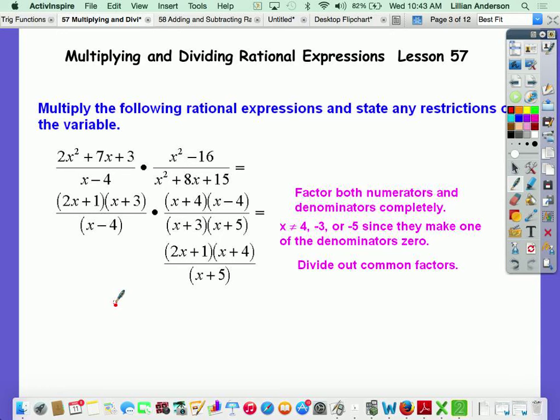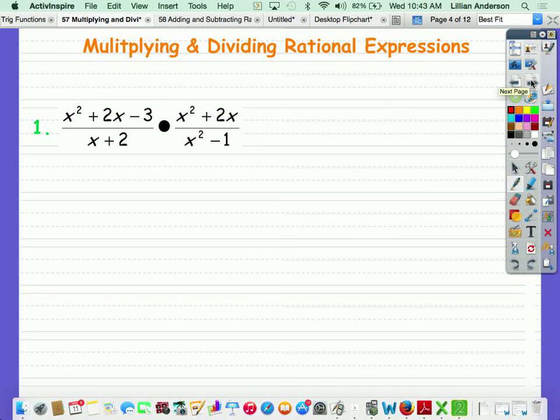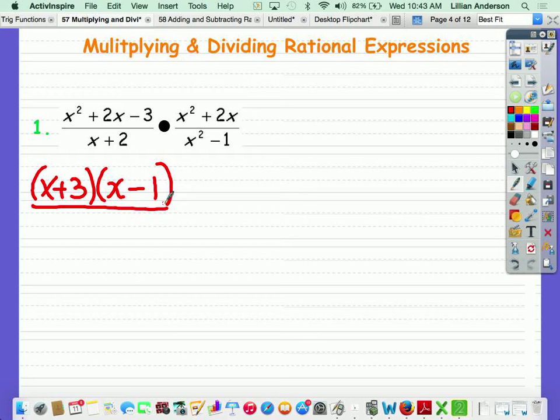So let's look at an example. Okay? We need to factor. We're going to factor all parts, top and bottom. Up here, there's no GCF. What two numbers multiply to give me -3, add to give me 2? 3 and -1. Yeah. Can I factor the bottom? No. Nope.